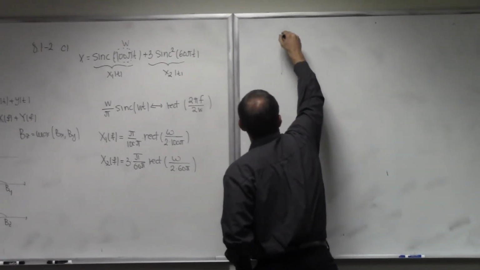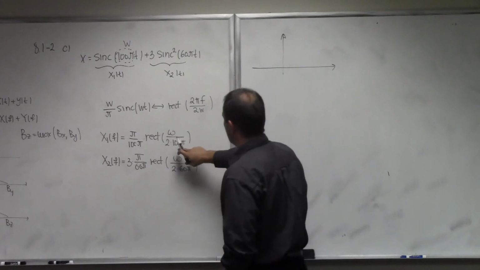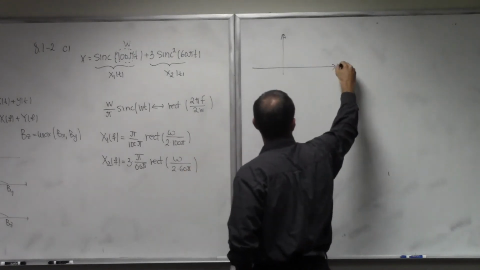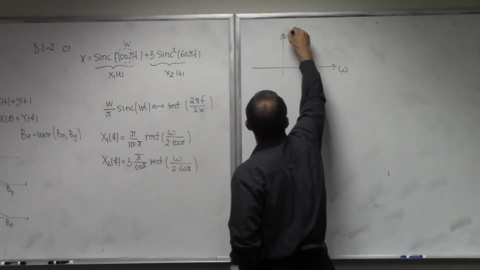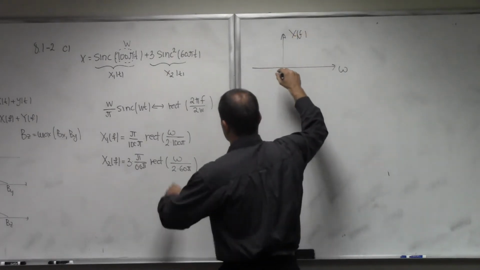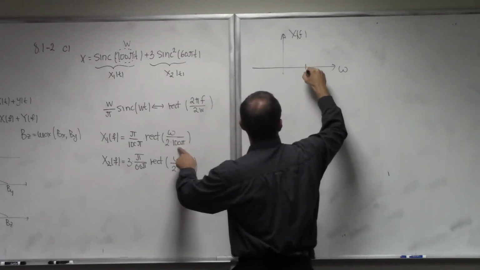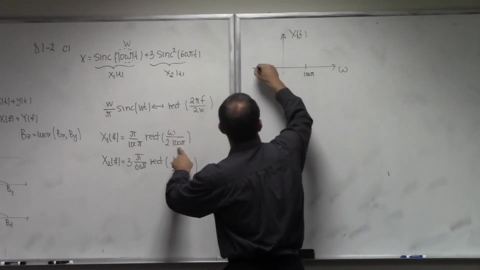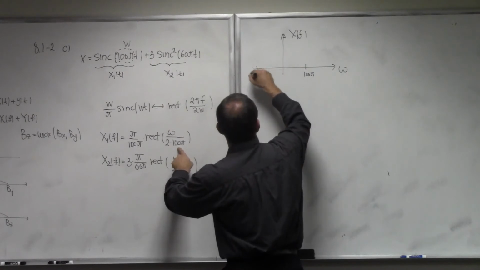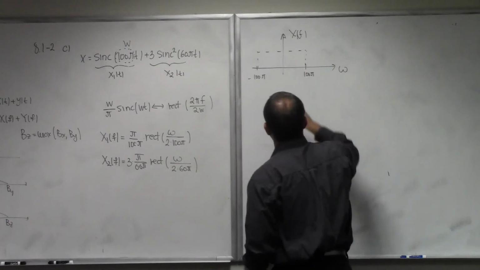So X1 of f is a rectangular pulse. Let's say this is omega. So this is X1 of f. And X1 of f is centered, of course, at the origin, and it occupies up to 100 pi. Right? 100 pi. So this is the Fourier transform of the x1.